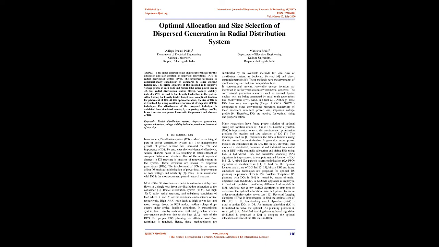Optimal allocation and size selection of dispersed generation in radial distribution system. Abstract. This paper contributes an analytical technique for the allocation and size selection of dispersed generations, DGs, in radial distribution system, DS. The proposed technique is computationally expeditious as compared to other existing techniques.